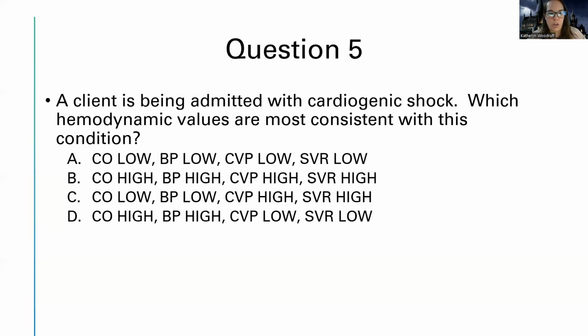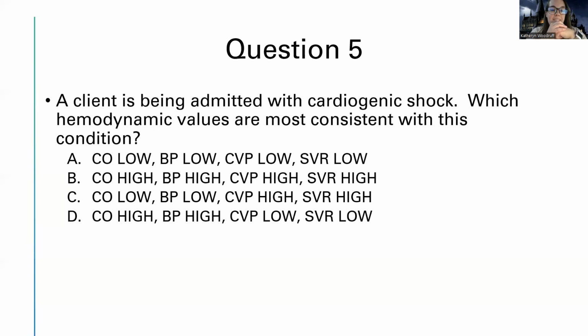So first things first, I know for all types of shock that cardiac output is going to be low. So I can already cross out B and D because I know that my cardiac output has to be low. So it helps to cross some of these out so you don't sit there and read every single one and lose your mind.